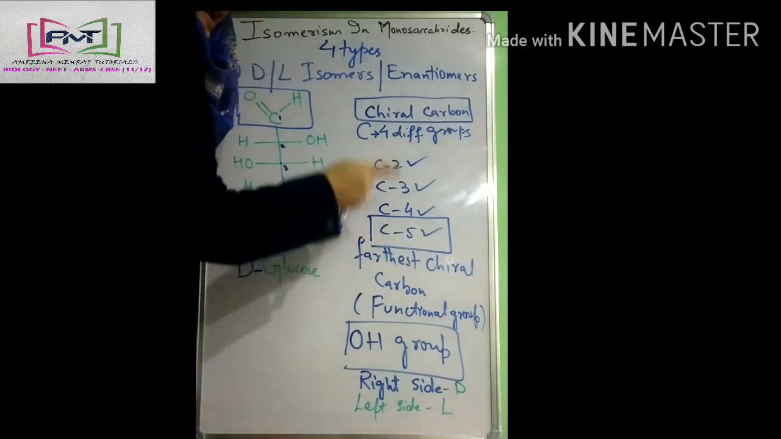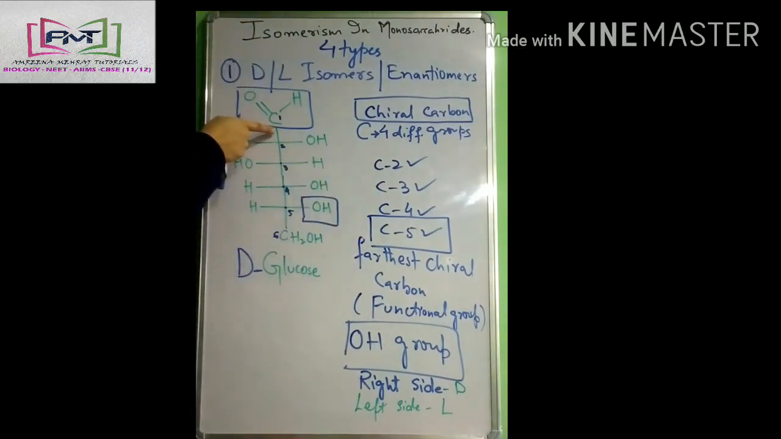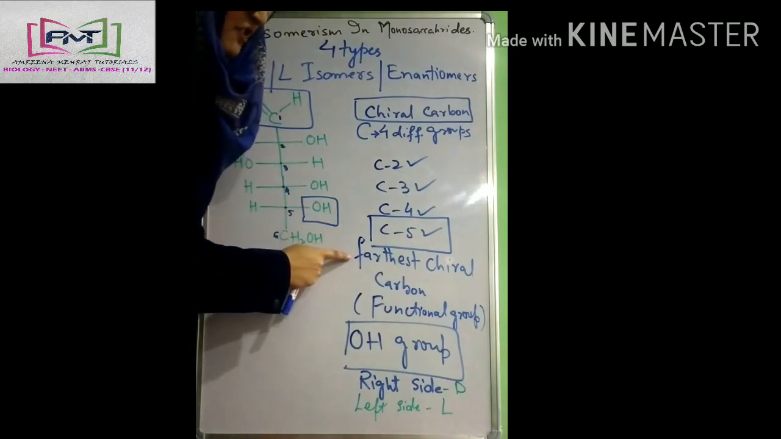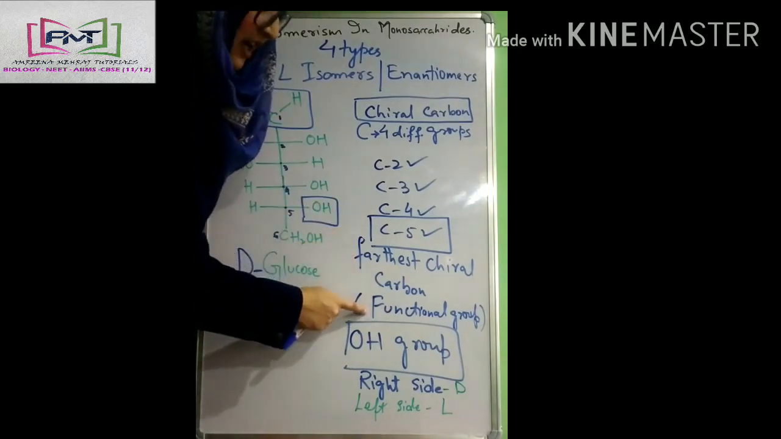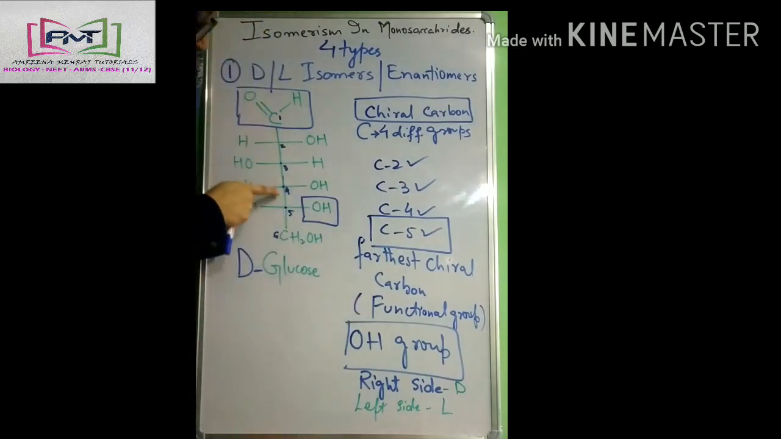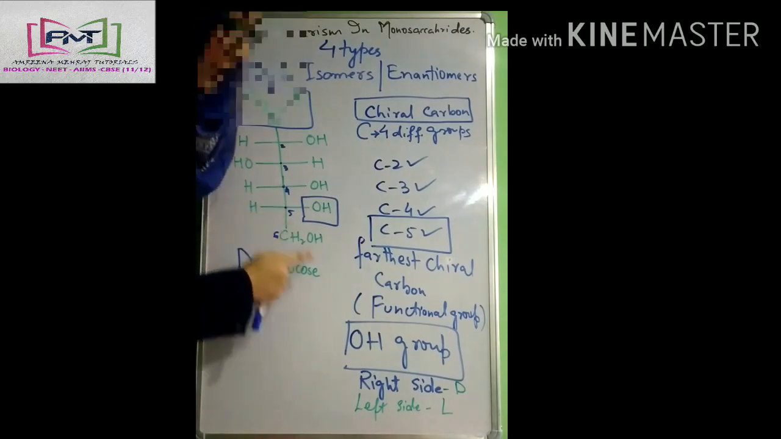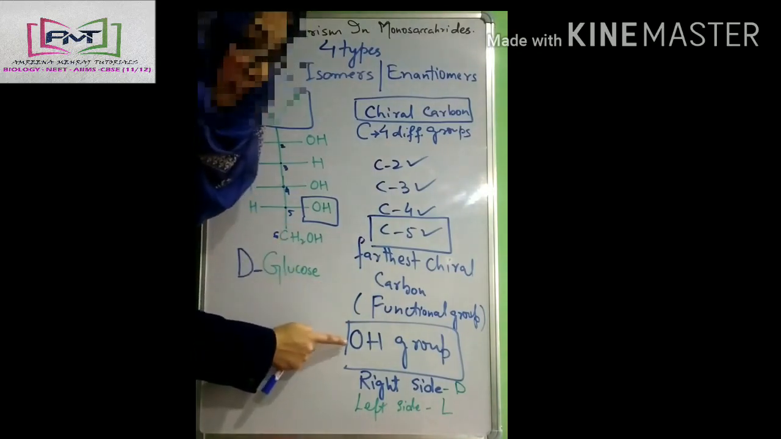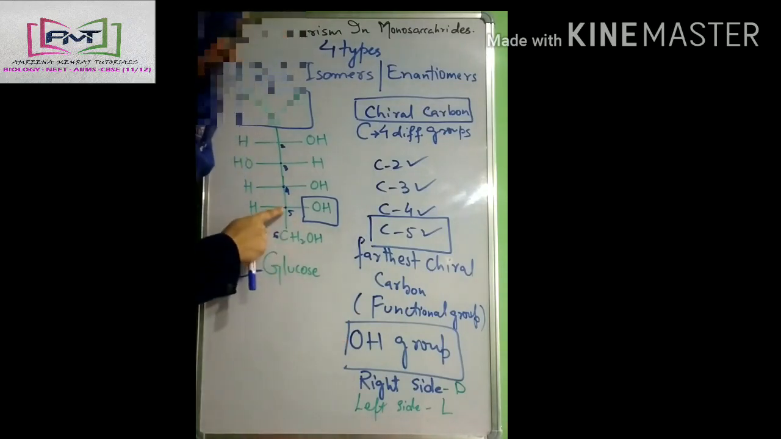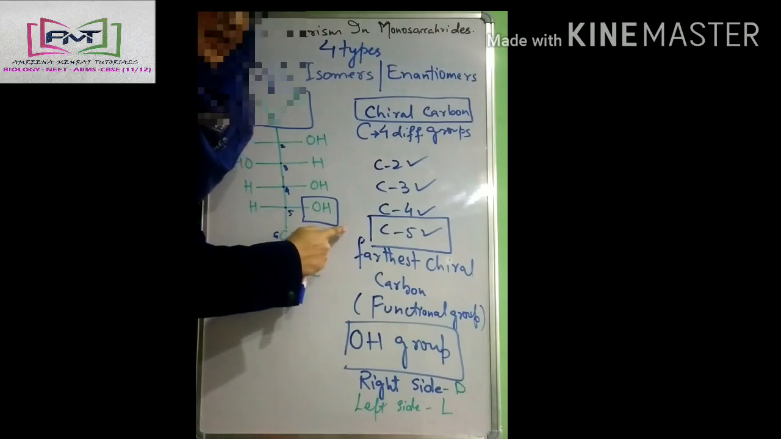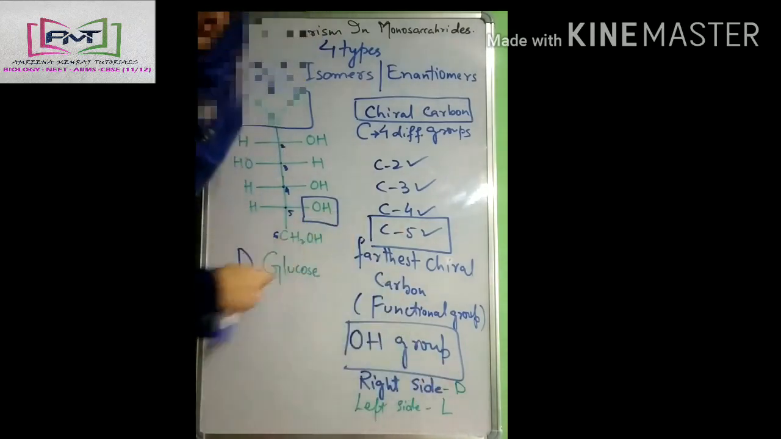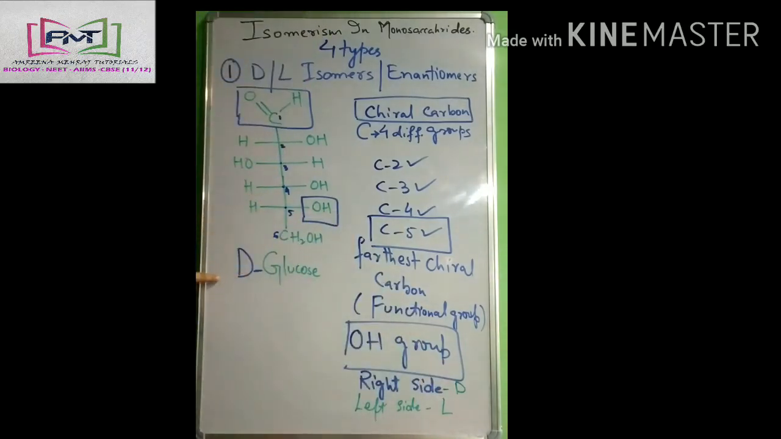Then we have to select that chiral carbon which is very far from the functional group. So I have written that chiral carbon which is farthest from what? Functional group. That was which in this case? Carbon number 5. And then around this farthest chiral carbon, you have to look at the position of the hydroxyl group. If the hydroxyl group near this chiral carbon is towards right, it will be your D sugar. So this one is our D glucose.